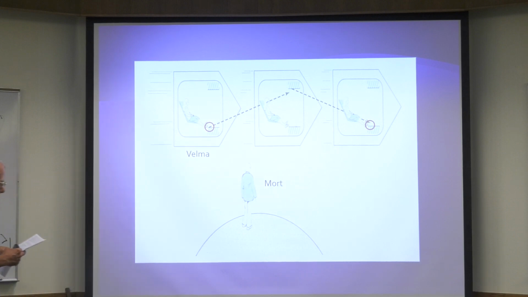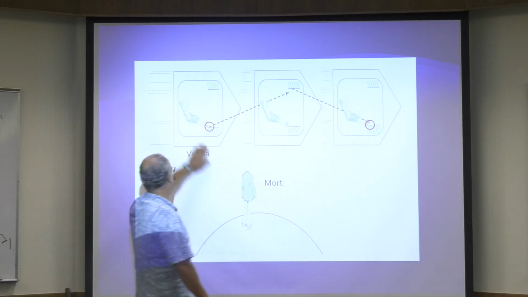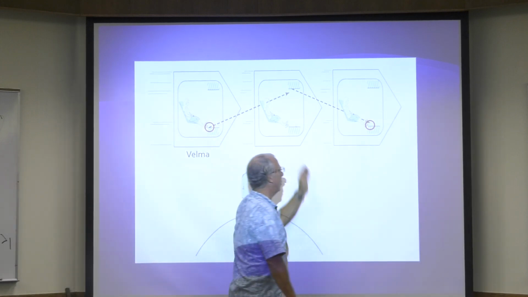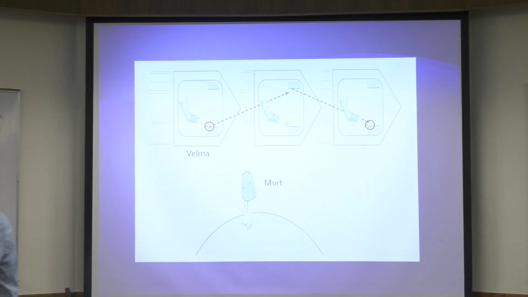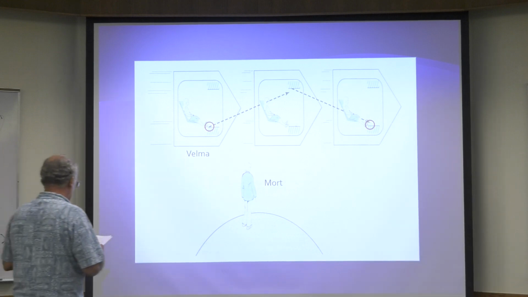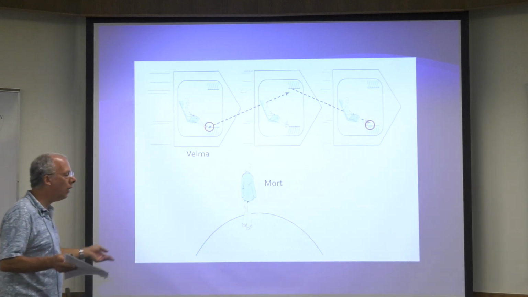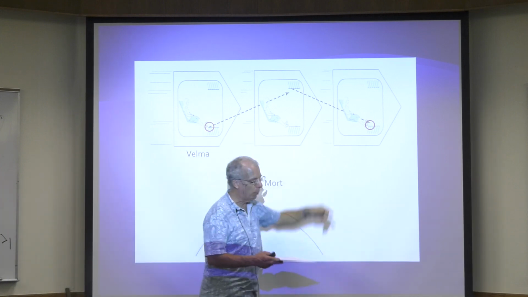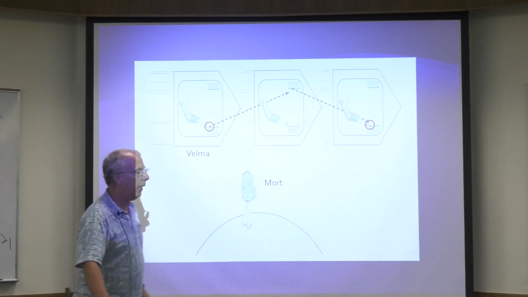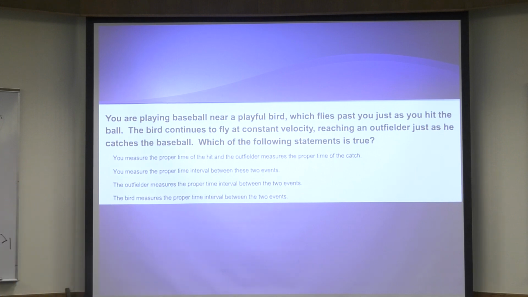In which reference frame do the events happen at different locations? Well, Mort. First, Mort sees it way over here somewhere, then Mort sees it way over here somewhere. So the two events in Mort's reference frame happen at different locations. So who's going to measure that longer dilated time, the delta t? Well, Mort will. Okay, so let's talk more about this.